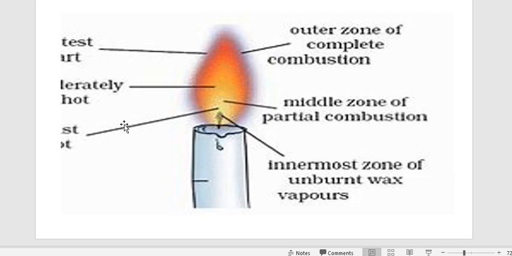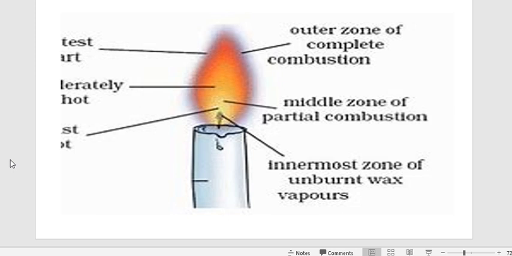Now, with some explanation and examples, we have completed the first part of this chapter, up to combustion. In this part we'll see the structure of the flame. In activity 6.5 they ask you to burn the flame and look at the picture of the zones of the flame. What are the different zones they have given? The outer zone of complete combustion, the middle zone of partial combustion, and the innermost zone of unburnt vapors.